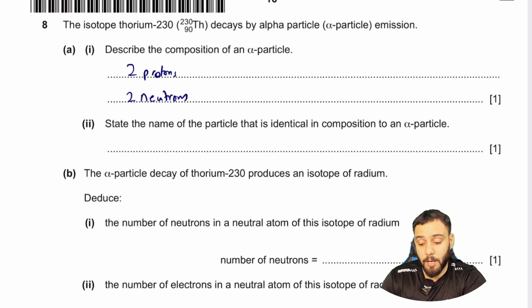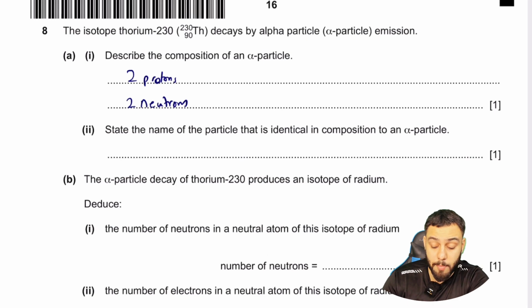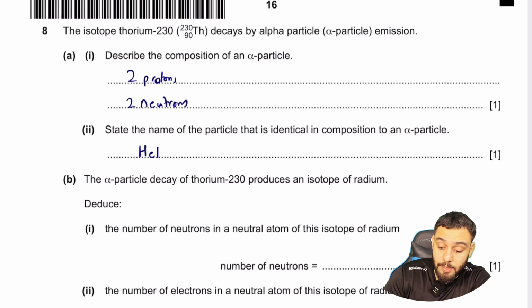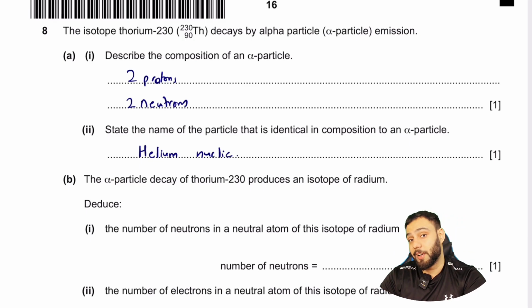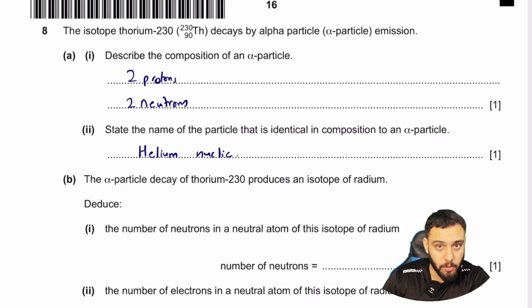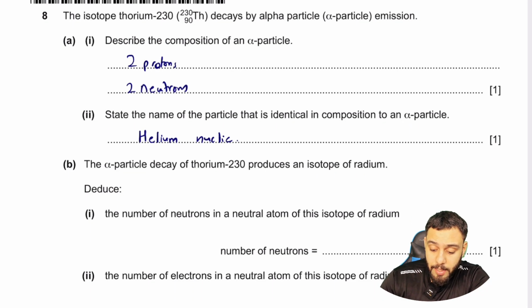Okay, state the name of the particle that is identical to the composition of alpha particle. So the alpha particle is identical to helium nuclei. You can remember that beta particle is equal to the electron. So alpha particle is equal to the helium nuclei. Okay, the alpha decay of thorium-233 produces an isotope of radium.